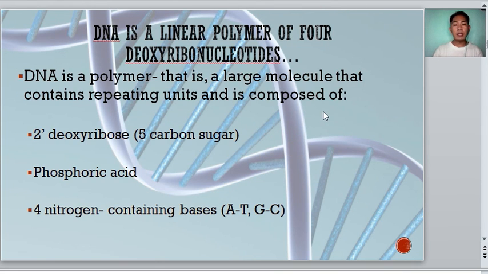DNA is a linear polymer of 4 deoxyribonucleotides. So DNA is a polymer, as I have said, that is a large molecule that contains repeating units and is composed of 2' deoxyribose, a 5-carbon sugar, phosphoric acid, and 4 nitrogen-containing bases, or these are adenine, thymine, guanine, and cytosine.